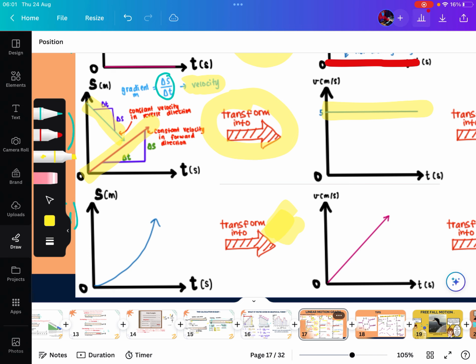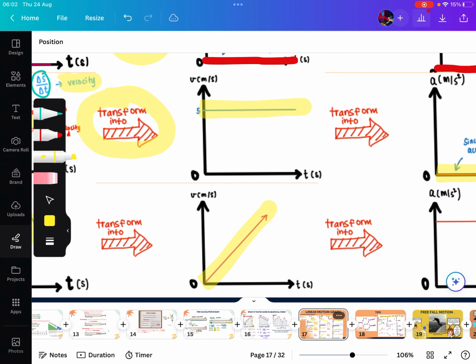Okay, and then the last row, the third row. When you have a curve like this in the ST graph, how do you change it into a VT graph? Basically, when you have a curve like this, usually we change it into another axis, in this case the VT axis. It will form a straight line. So from a curve, when you transform, it will form a straight line.